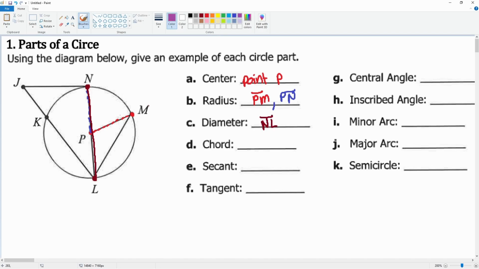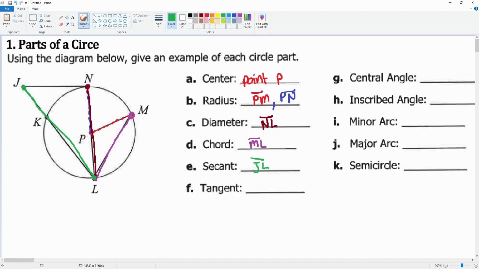The chord can just cross from one end, so M, to the other end, and that can be line ML. A secant crosses through the entire circle from the outside. So here is J, crosses there. That would be the secant. So we can say that is JL.